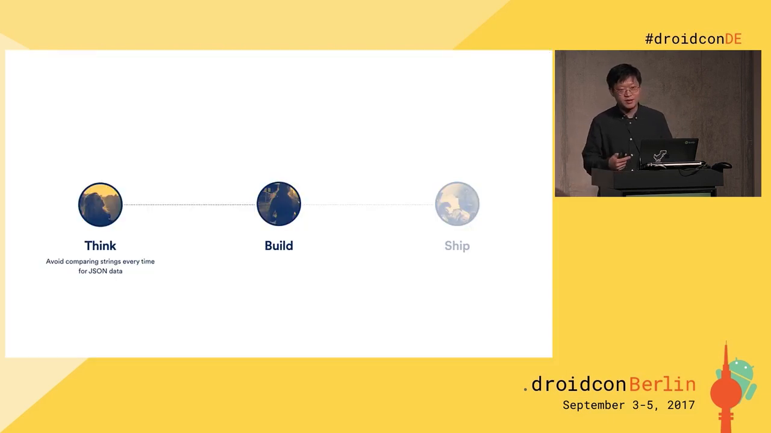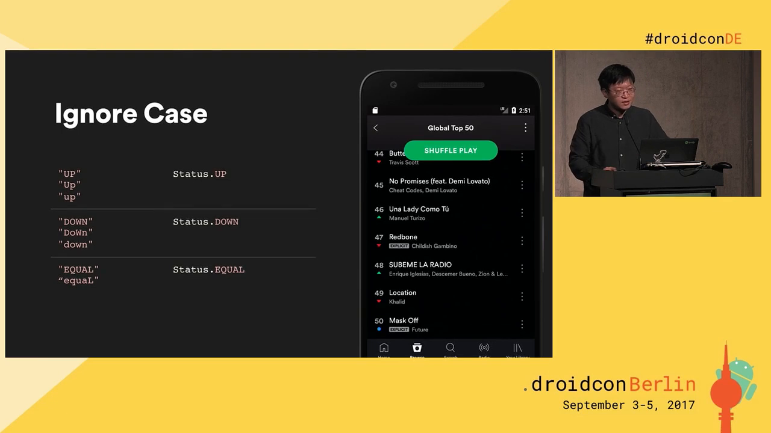So let's try to build this one. The main logic is that we just ignore the case, because that is not that important. So even though there's a different case, we just match the string up, in any case, as the enum status up.